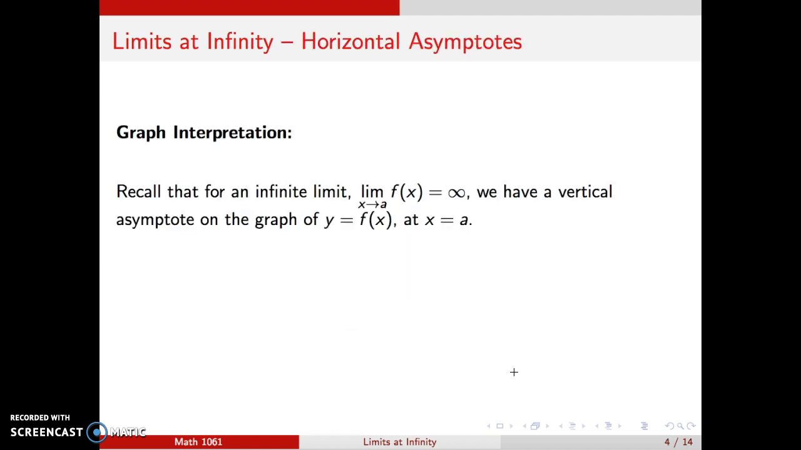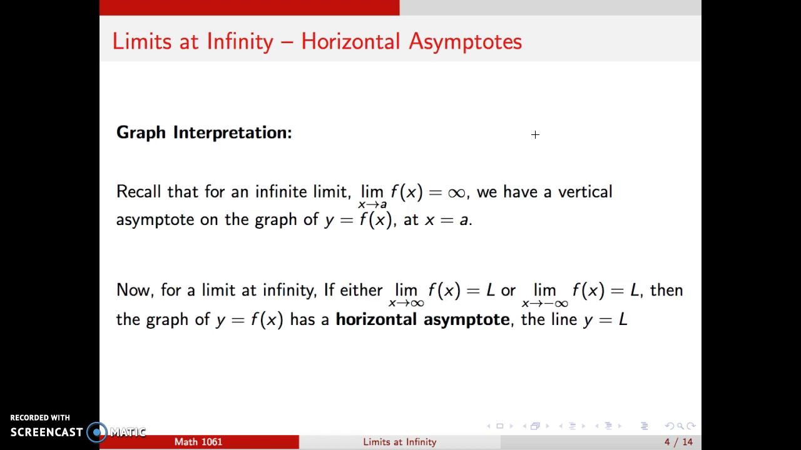Alright, so graph interpretation. Remember for an infinite limit, it said that as x is getting closer and closer to a, f is getting bigger and bigger, and our graph interpretation was a vertical asymptote. But for a limit at infinity, we're kind of switching the roles of x and y in some sense, inputs versus outputs for where the infinity is showing up. And now if either the limit at infinity or the limit at negative infinity is L, then the graph has a horizontal asymptote at the line y equals L.